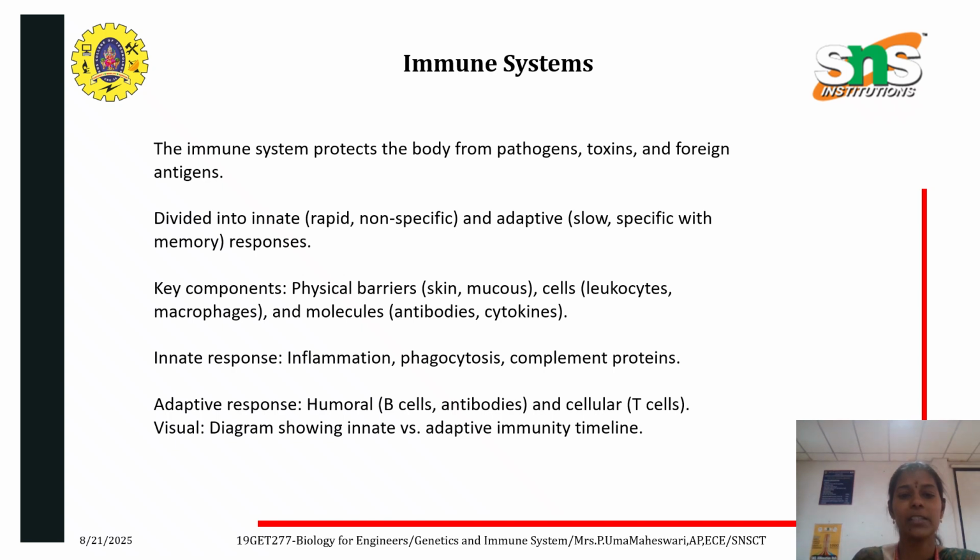Here the key components are physical barriers like skin and mucus, and then cells and molecules. The responses for this are inflammation, phagocytosis and complement proteins. The adaptive responses are B cells, antibodies and cellular T cells. The visual diagram shows the innate and adaptive immunity cell timeline.